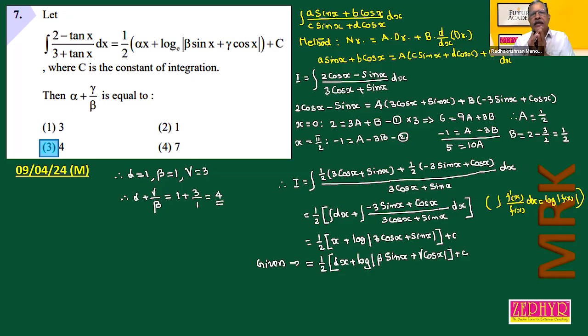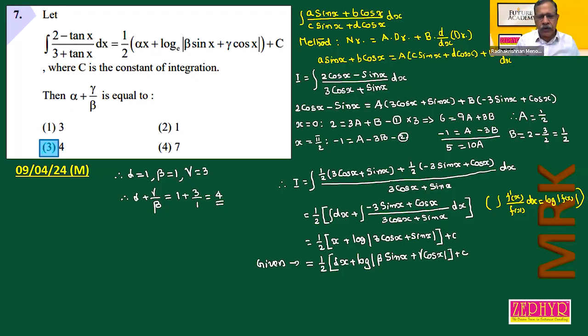Identify the pattern of the teacher who is setting the question paper. Whatever method is in the mind of the teacher setting the question paper should come into your mind as well. That is very important.